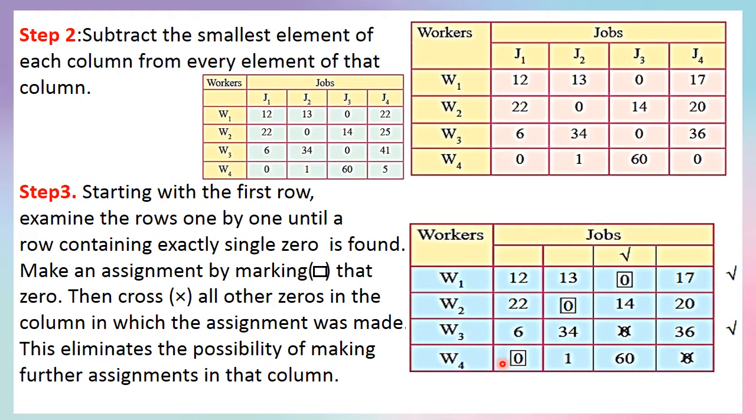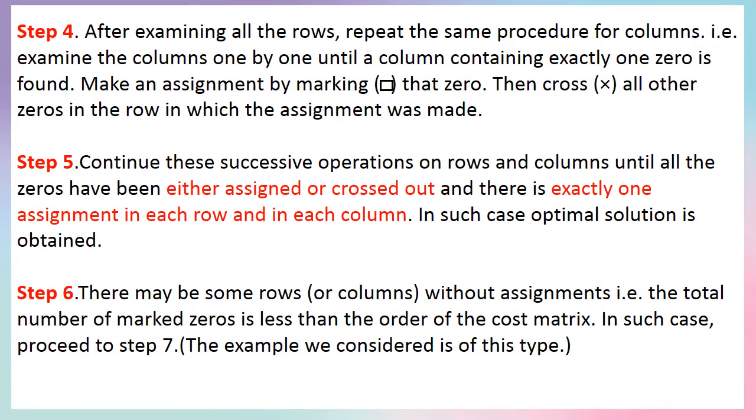Now we go through this same process for the columns. After examining all the rows, repeat the same procedure for columns. That is, examine the columns one by one until a column containing exactly one 0 is found. Make an assignment by marking a box around that 0, then cross all other zeros in the row in which the assignment was made. Here we are doing the process in columns. So after drawing the box around a 0, we have to cross the remaining zeros in the row containing that assignment. Putting the boxes, we call it assigning zeros.